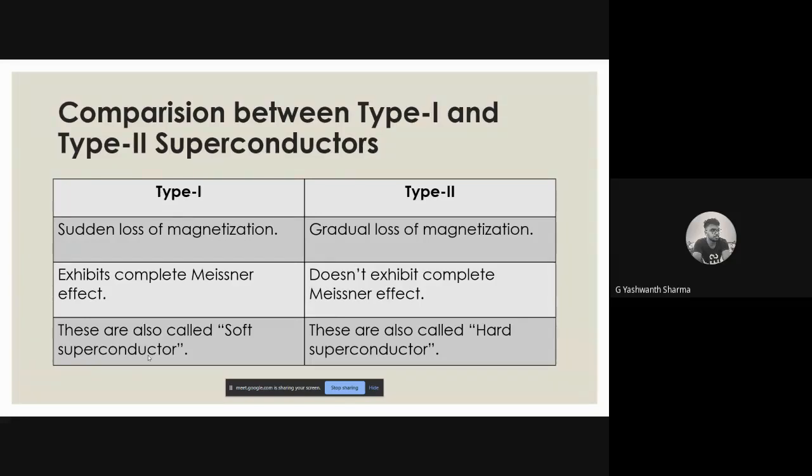Type 1 superconductors exhibit the complete Meissner effect. And on the other side, type 2 superconductors don't exhibit the Meissner effect completely. Next slide, please.